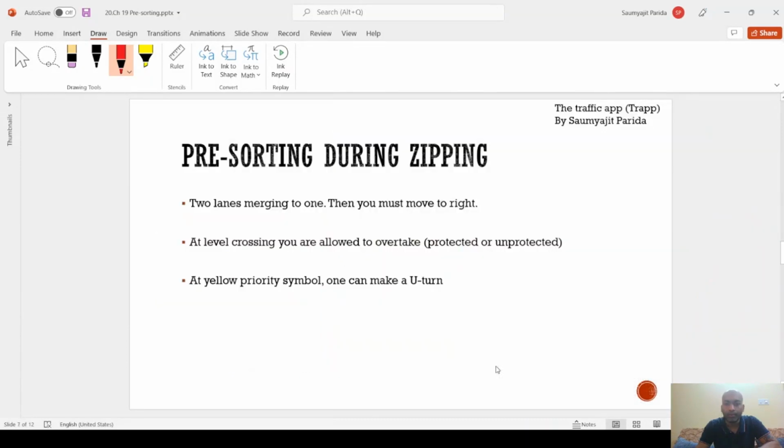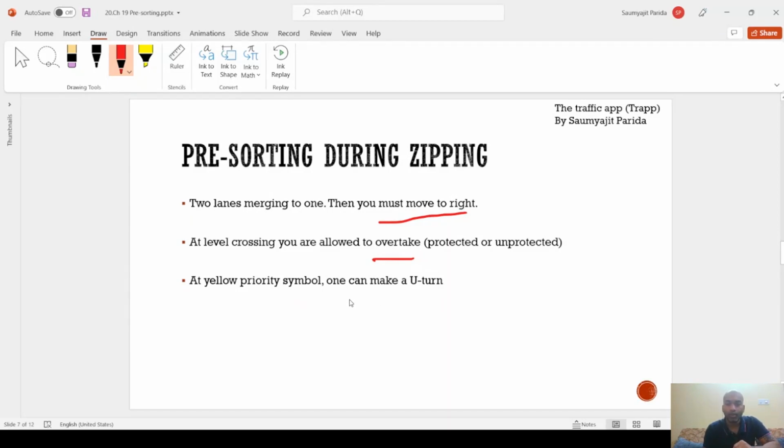Pre-sorting during zipping. Two lanes merging to one, then you must move to the right for sure. This is very common or normal. At a level crossing, you are allowed to overtake. This is just to remember. It has been in two or three sample test series. This was one of the questions, so I mentioned it here.